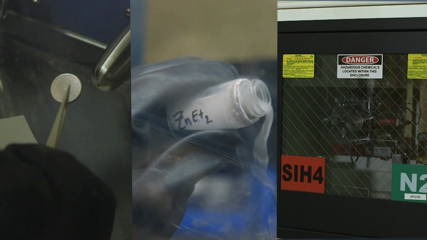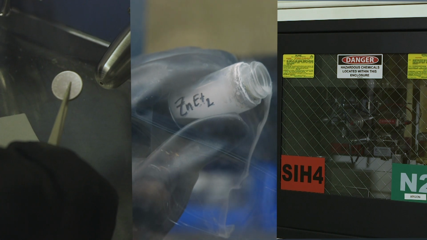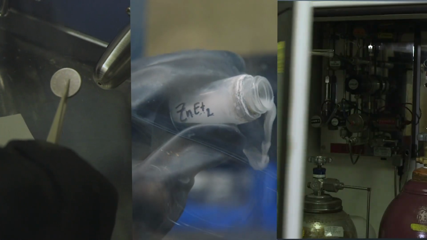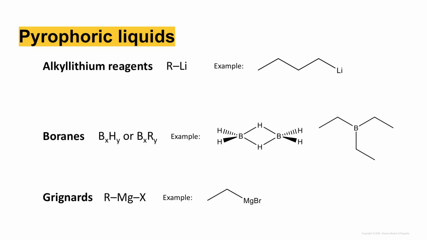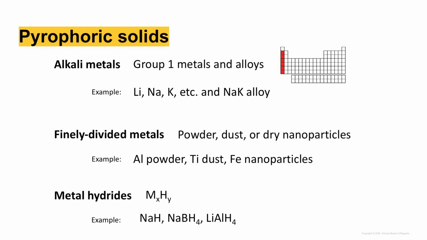Pyrophoric materials exist in three states of matter: solid, liquid, and gas. Pyrophoric gases will not be discussed in this course. Common pyrophoric liquid materials include alkyllithium reagents, boranes, and Grignard reagents. Common pyrophoric solids include alkali metals, finely divided metals, and metal hydrides.